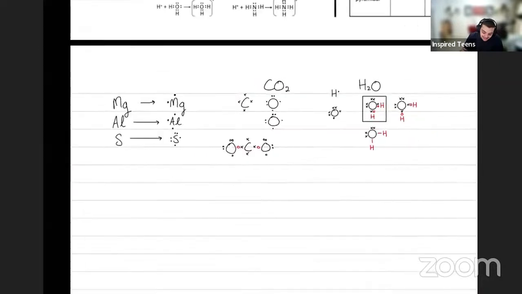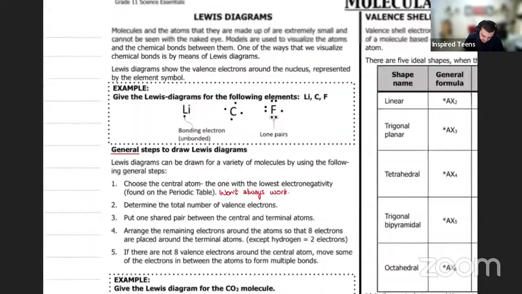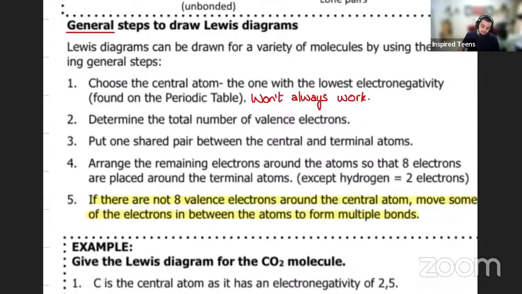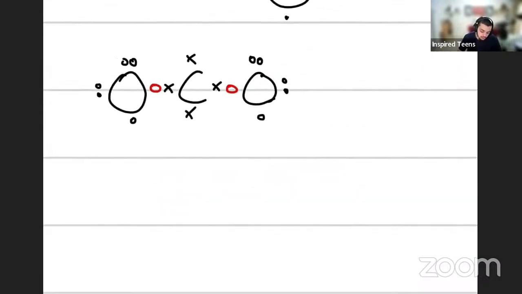Okay, so in that case, this is what we should try and do, one of these steps. They say if there are not 8 valence electrons around the center atom, move some of the electrons between the atoms to form multiple bonds. That's exactly what you should do in a specific case like this, right?